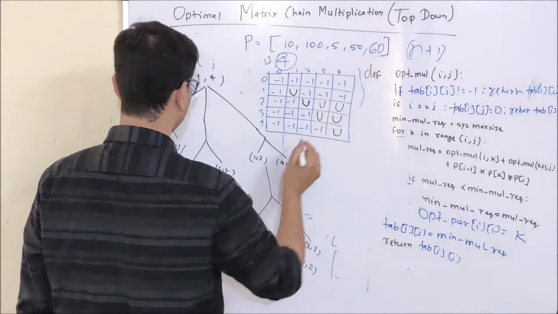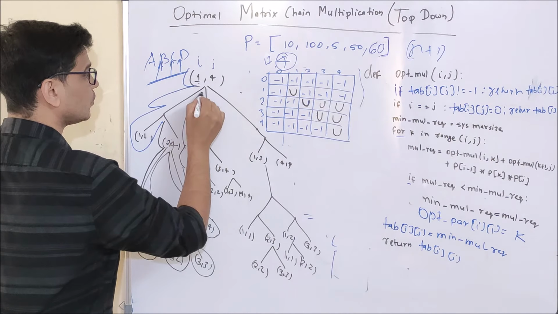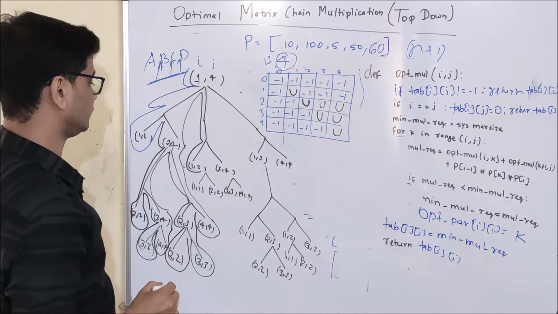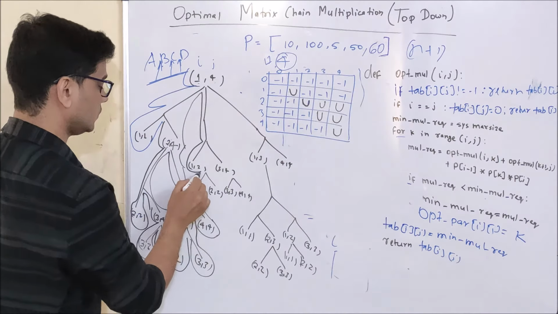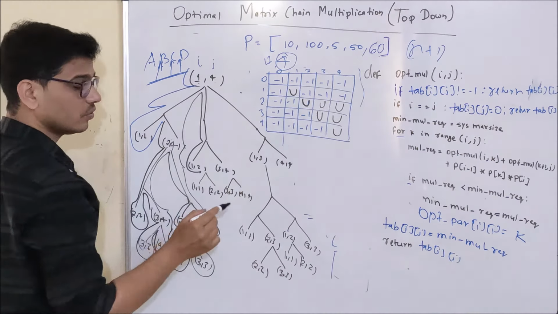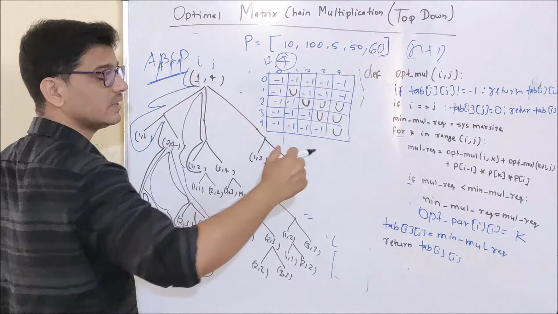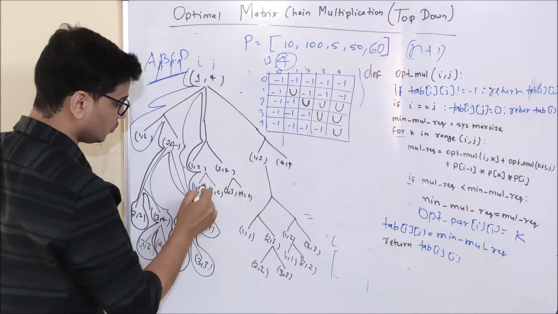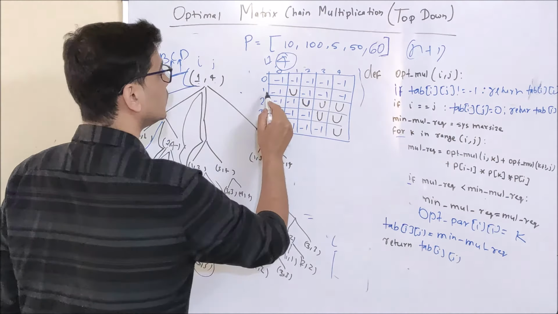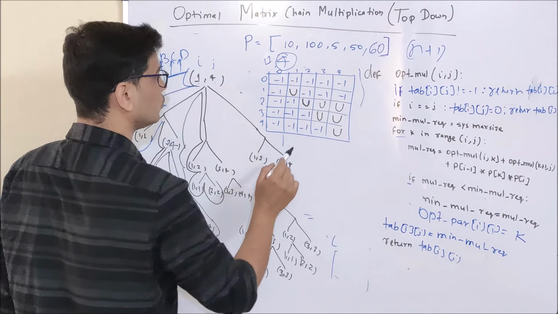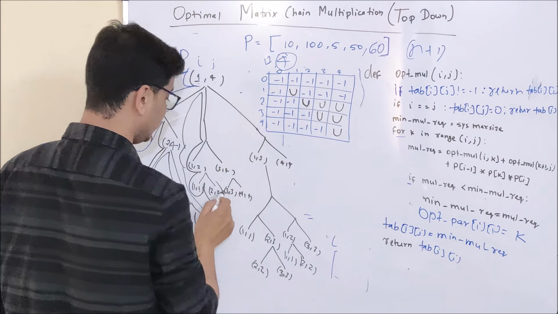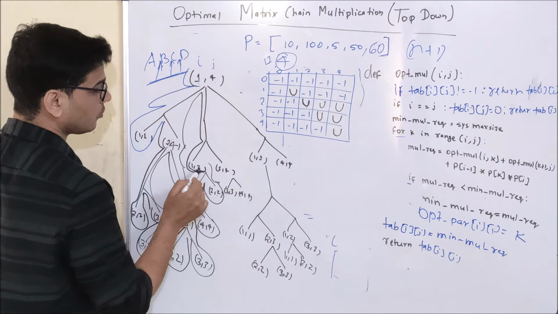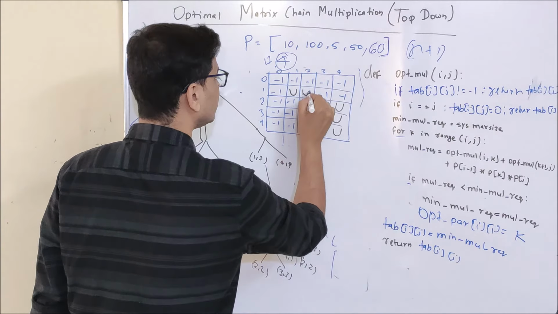So 4 comma 4 is already updated, so it will return, and then 2 comma 4 will be returned. So I am updating in the table. So again, what will 1 comma 4 do? 1 comma 4 will call 1 comma 2. Okay. So 1 comma 2 will check in the table whether we have updated it or not. So it is not updated, as you can see. So it will give a call to 1 comma 1 and 2 comma 2. 1 comma 1 is updated, 2 comma 2 is updated. So it will return from here, no work, and 1 comma 2 will return after that. So I am updating it here.